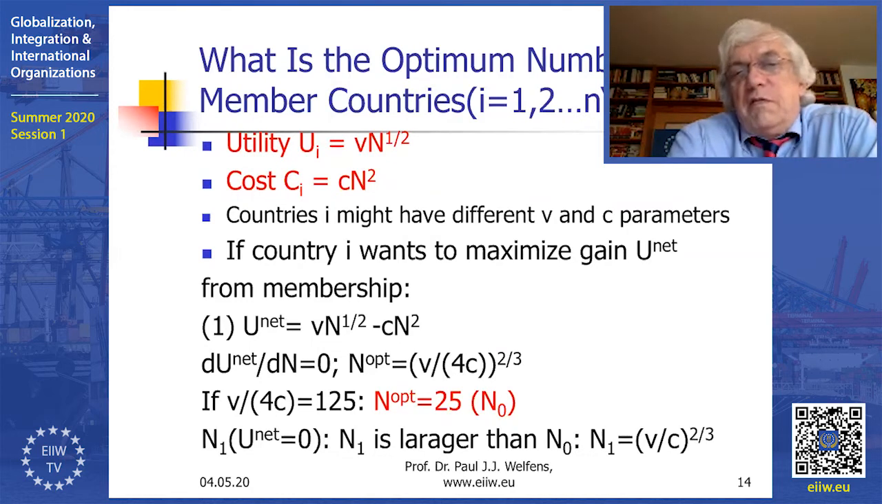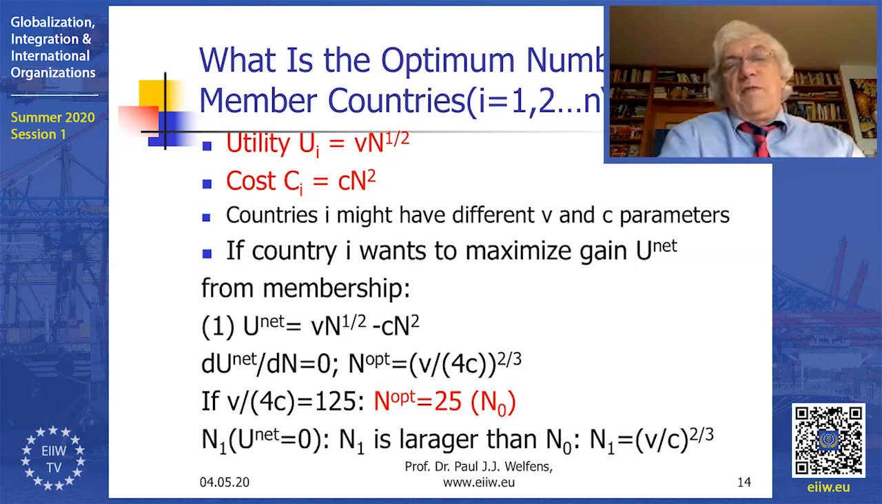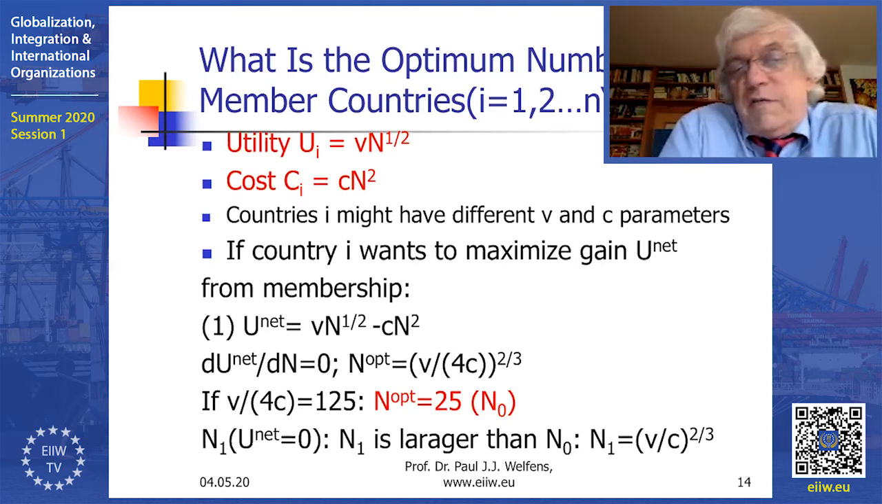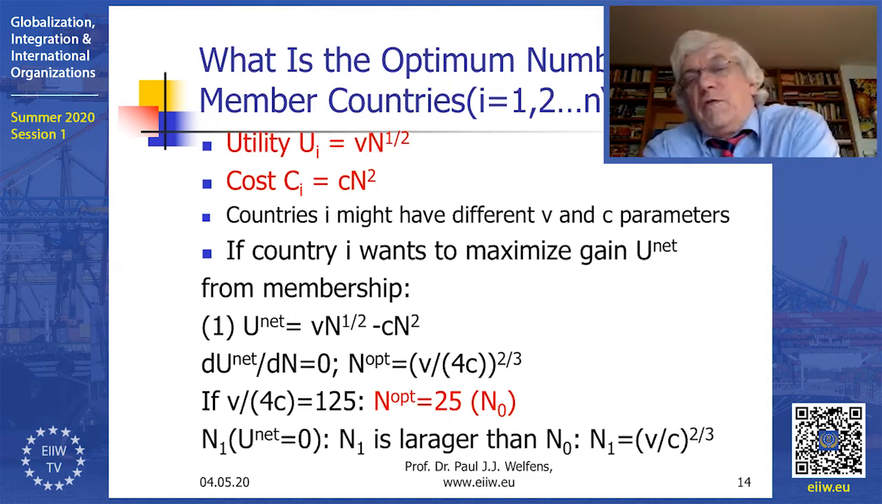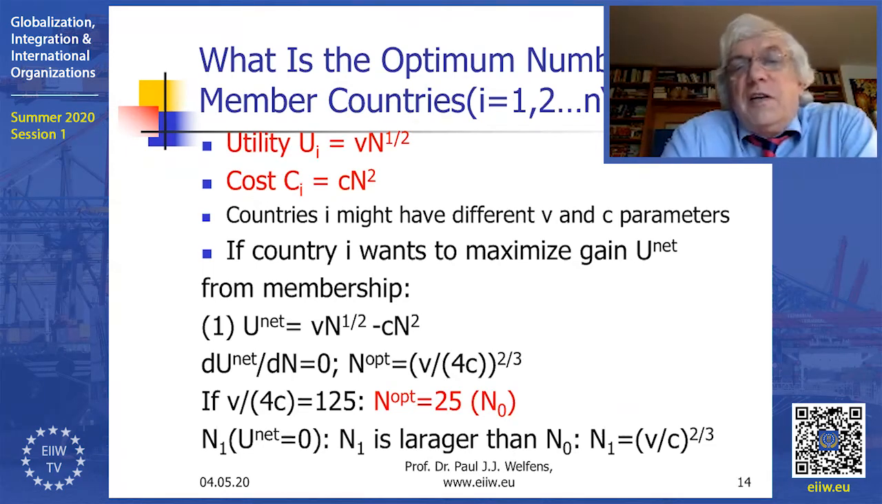And then you as a country, you want to maximize the gain. So what is then the net gain from membership? And that's obviously indicated here in this formula 1. You then would have to take the first derivative of net utility with respect to the number of member countries. You set this equal to 0. And the second derivative then should be negative. And indeed, we have an optimum n, which is small v divided by 4 times the parameter c, this all in bracket, to the power 2/3. And just as an example, if v over 4c is 125, okay, then the optimum number of member countries would simply be 25.